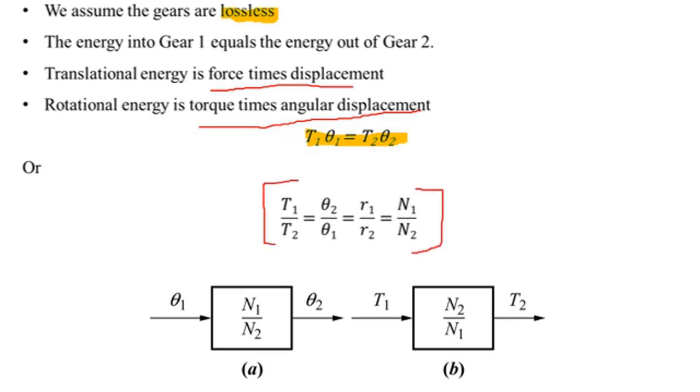Combining all the relations we have studied, we conclude that the ratio of torques T1 over T2 is the same as the ratio of radii of the disks, which is R1 over R2, which is equal to the ratio of teeth along the circumference, N1 over N2, and these relations are inversely proportional to the angular displacement ratio, theta 2 over theta 1. In the figure you can see the transfer function for angular displacement in a lossless gear and for torque in a lossless gear.